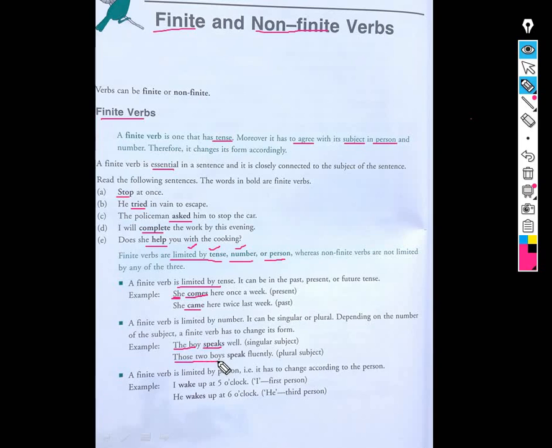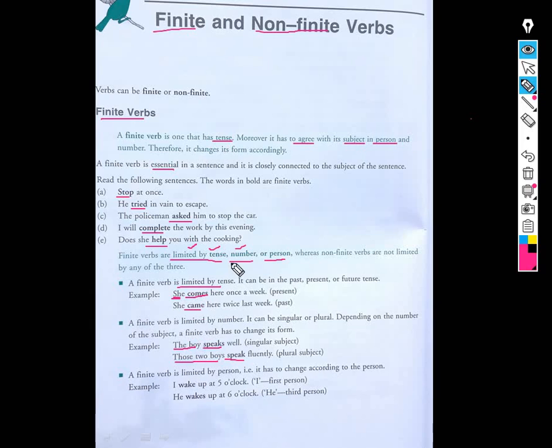Those two boys, plural आ गया. अब plural है तो s खत्म हो गया. Those two boys speak fluently. Okay, speak. It means the verb speak has been changed when the number was changed. The number of subject changed, this also changes. Next is a finite verb is limited to by person.